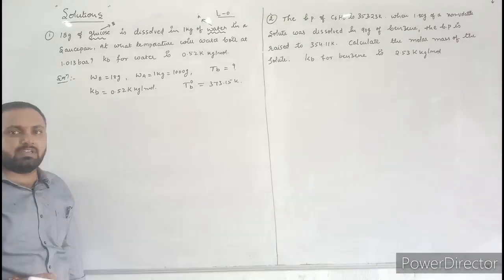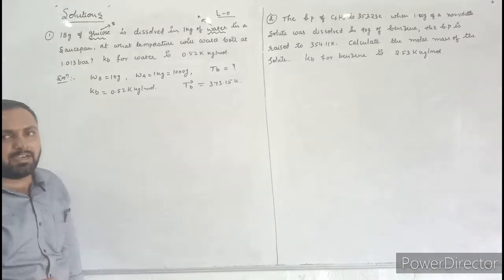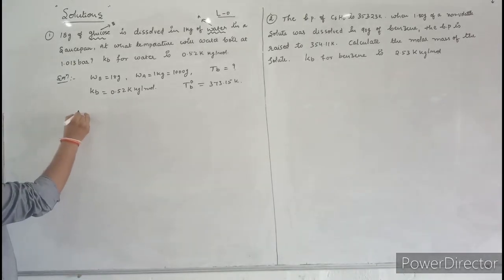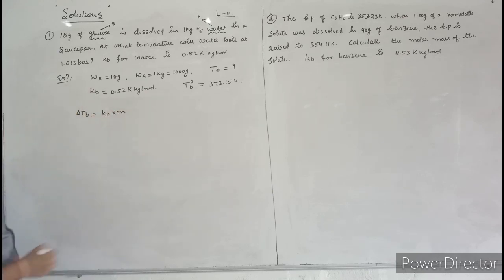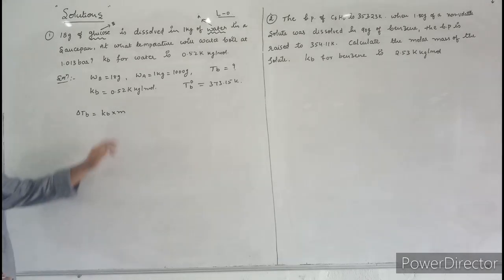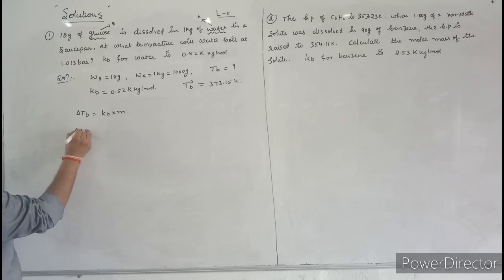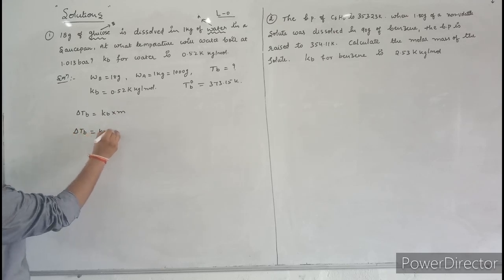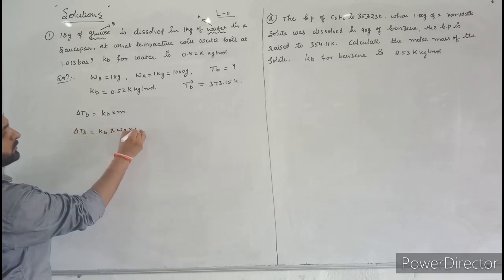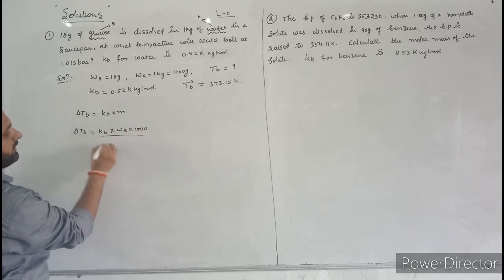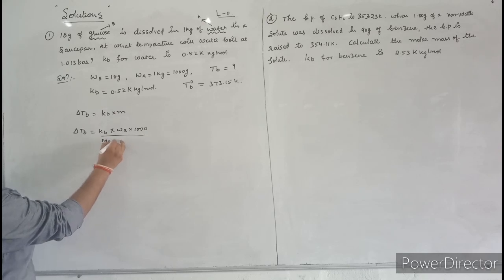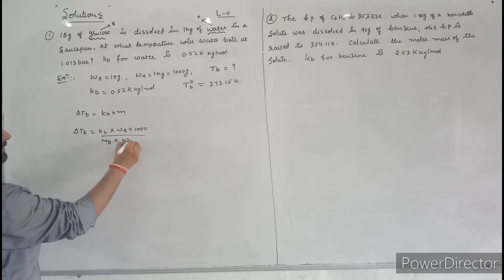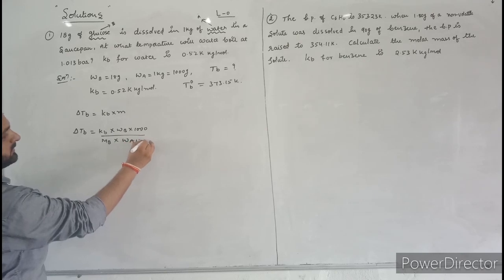What is the relation between elevation in boiling point and molality? The relation is delta TB is equal to KB into m, small m. Now you just substitute the m formula here. What is the m formula? Delta TB is equal to KB into weight of solute into 1000 divided by molecular mass of solute into weight of solvent in grams.